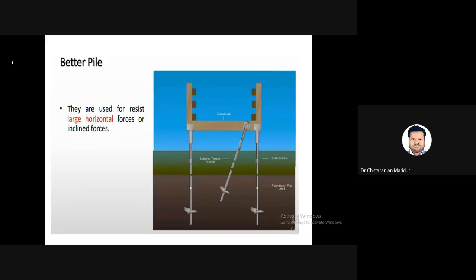So butterfly. Butterfly means it is inclined, not vertical. Sometimes it may be vertical, sometimes it may be inclined. So these are used to resist large horizontal forces or inclined forces. It may be vertical or inclined. So the main purpose of butterflies is to resist large horizontal forces or inclined forces.